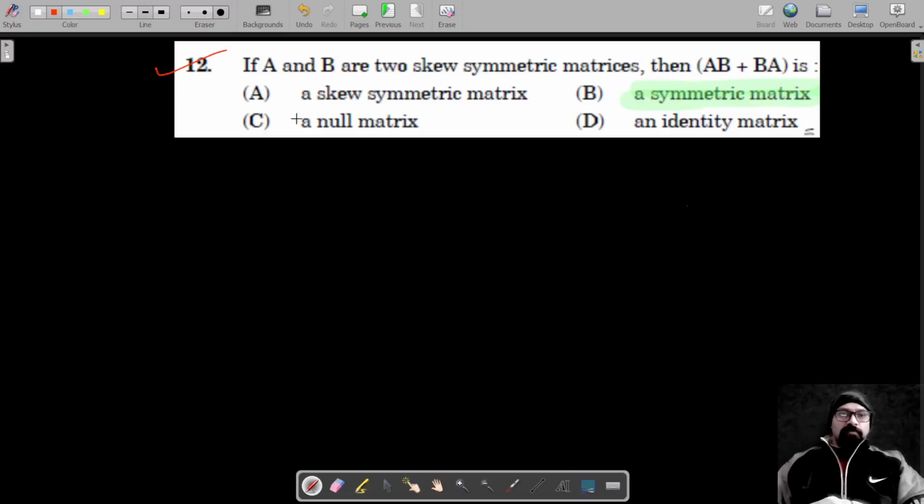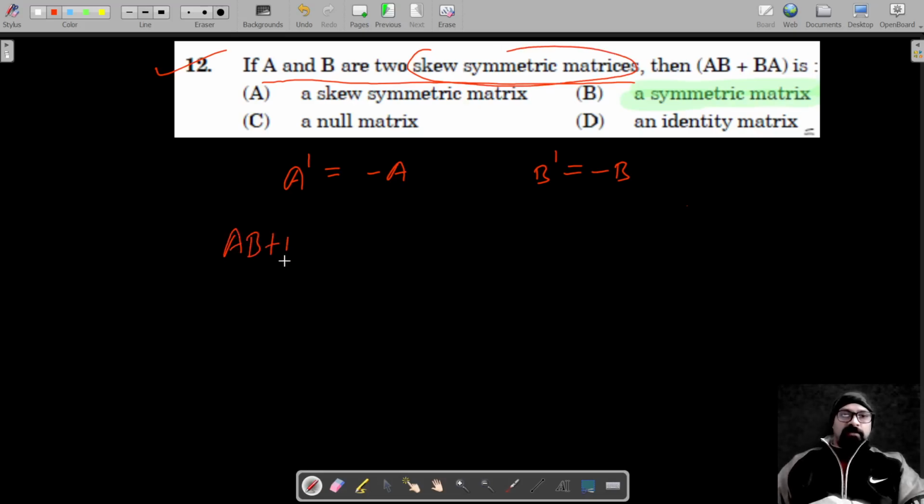Okay, for question number 12, it's given that A and B are two skew symmetric matrices, then AB plus BA is one of the following. So skew symmetric matrices means that transpose of A is equal to negative of A and transpose of B is equal to negative of B. So that's the meaning of skew symmetric matrices.